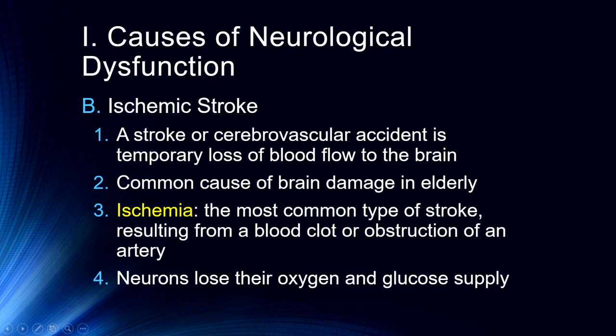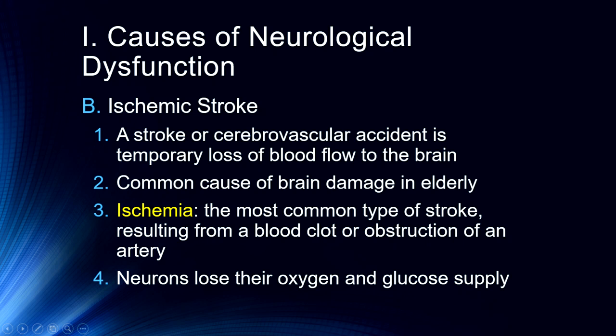The next cause of neurological dysfunction is an ischemic stroke, which is a block of a blood vessel. So stroke, or cerebral vascular accident, causes a temporary loss of blood flow to the brain. This is, of course, a common cause of brain damage in the elderly. Ischemia is simply a loss of blood flow to part of the brain, or it certainly can be other part of the body.